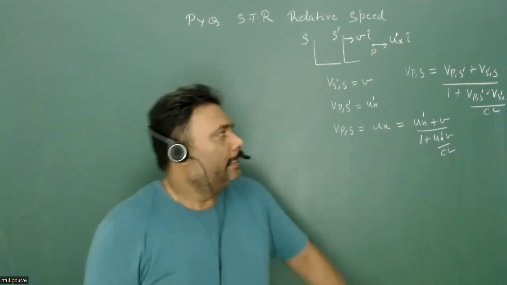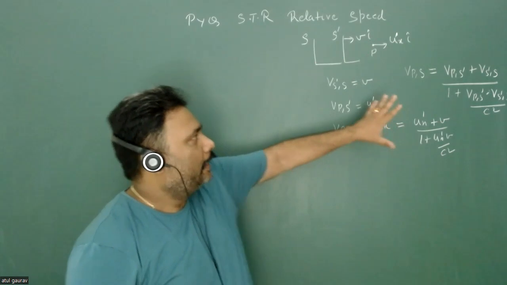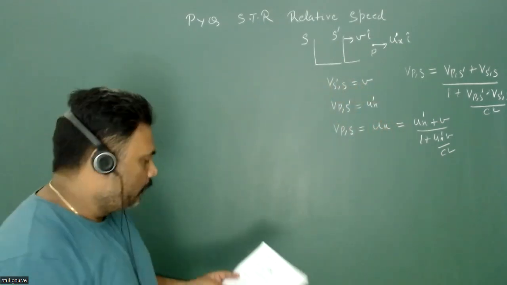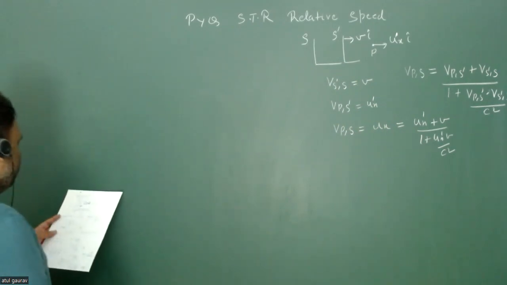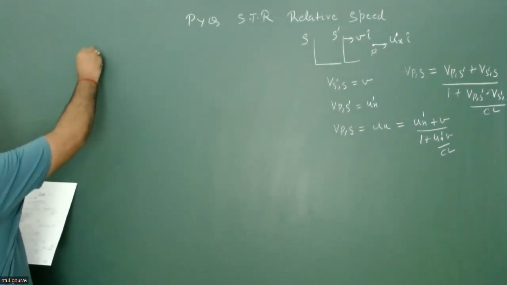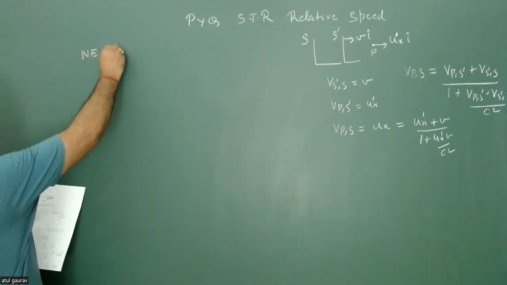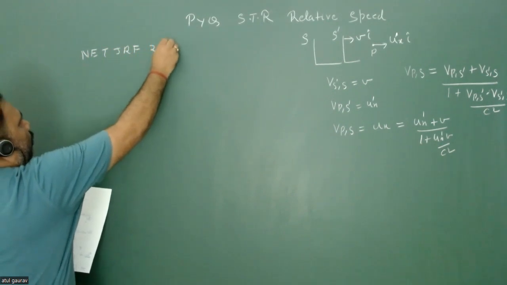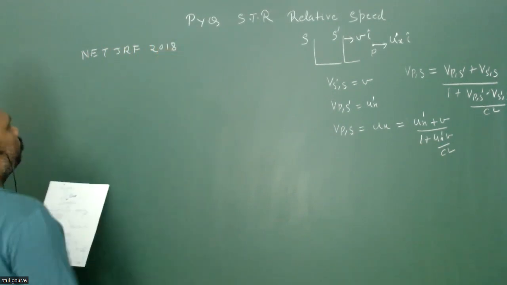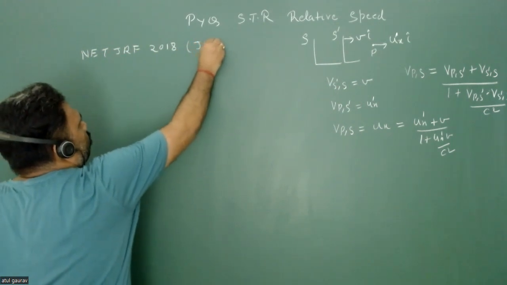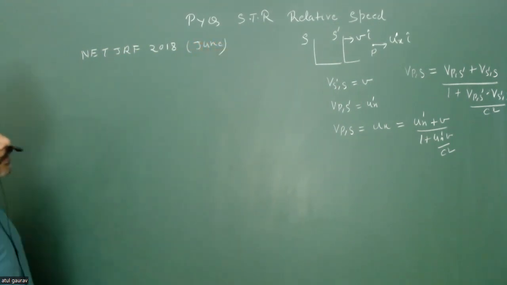Okay, so I am keeping this here, and in this part I will try to solve the different problems. So the first problem is from NET JRF 2018, and this is from the June exam actually. The problem is very simple.